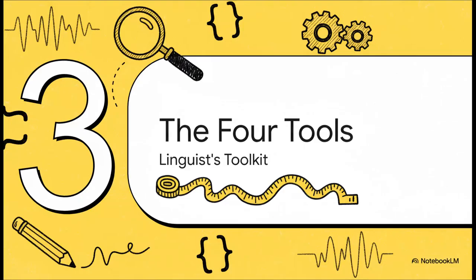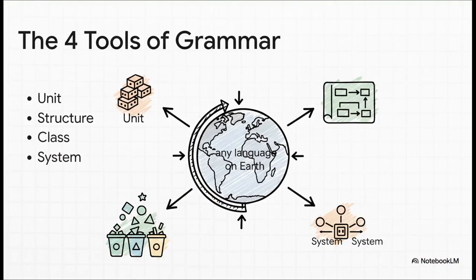So, now that we have our levels, our different drawers in the cabinet, let's open them up and look at the 4 precision tools that linguists use to analyze what's actually inside each one. And here's the wild part. According to a super influential linguist named Michael Halliday, you can describe pretty much any language on Earth using just these 4 fundamental concepts. They're like the universal building blocks of grammar.